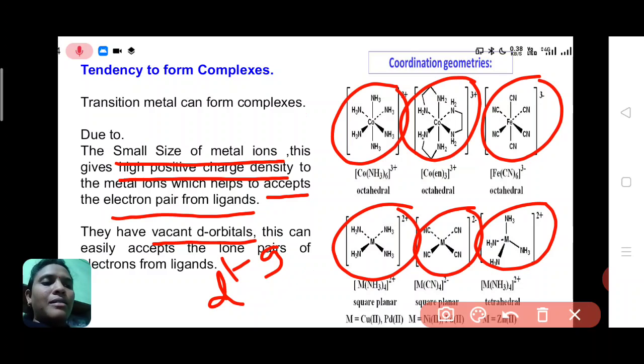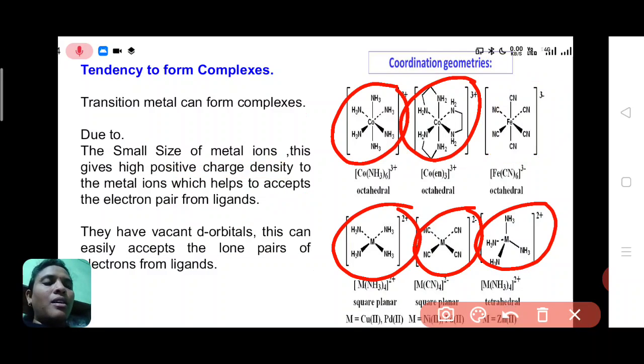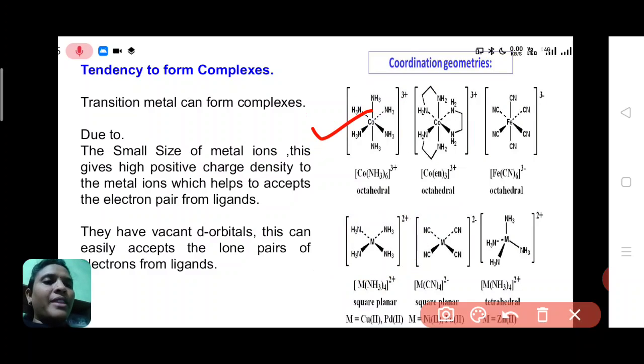So there are some empty d orbitals. These empty d orbitals can accept the lone pair of electrons from ligands very easily, and hence the metal can form a coordinate bond with the ligand very easily. Due to these two reasons, these transition metals can form complexes. So we can say transition metals have a tendency to form complexes. Remember these two reasons. This is very important from the examination point of view.